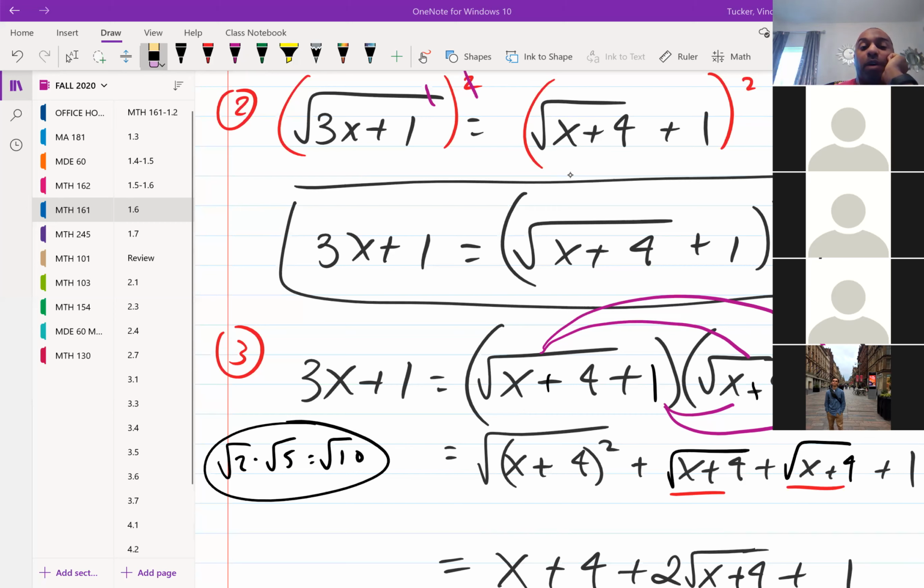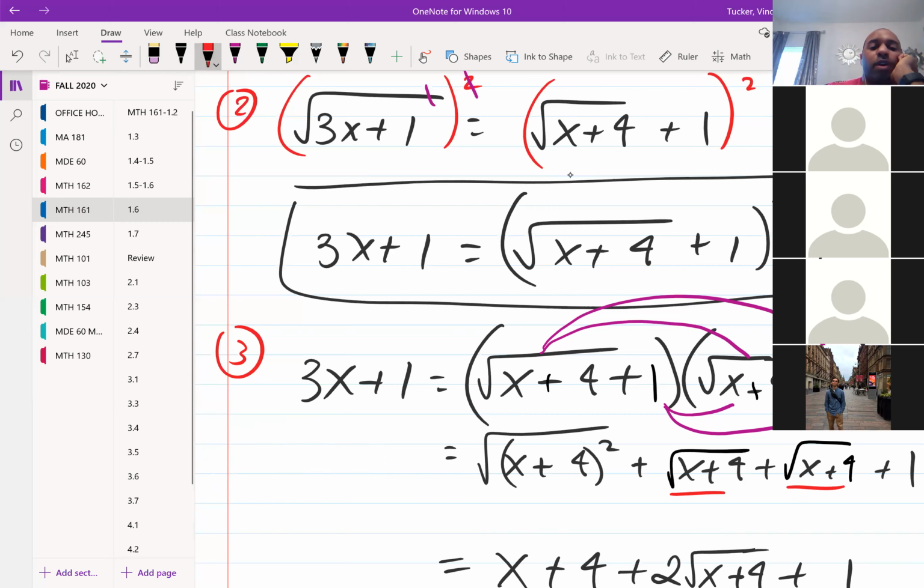Right, so you're just multiplying what's under the radical, like I did right here. Oh, I didn't mean to erase it. That's all good. So you just multiply what's under the radical. When I have the square root of 2 times the square root of 3, the process is just you multiply what's under the radical. So that'll give you the square root of 6.